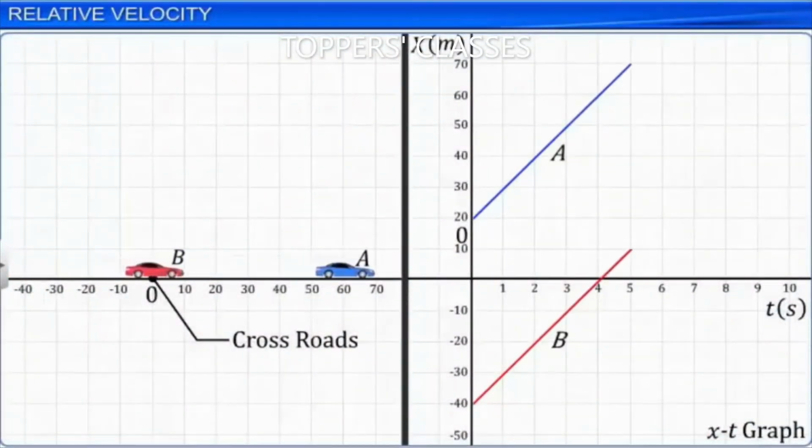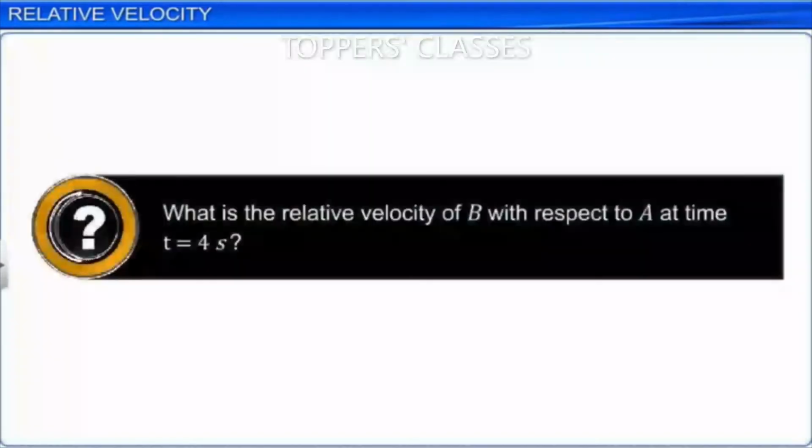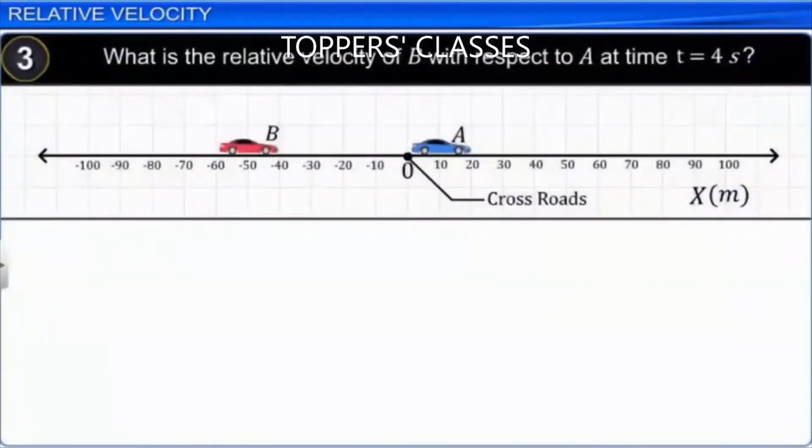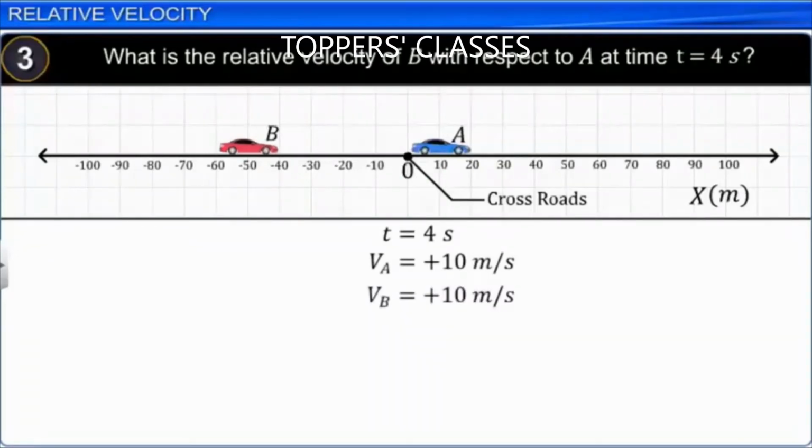What is the relative velocity of B with respect to A at time t equal to 4 seconds? We know that the values of t, VA and VB are equal to 4 seconds, plus 10 meter per second and plus 10 meter per second respectively. As the two cars are moving with uniform velocity, VB by A is equal to VB minus VA. By substituting and simplifying, we get 0 meter per second.